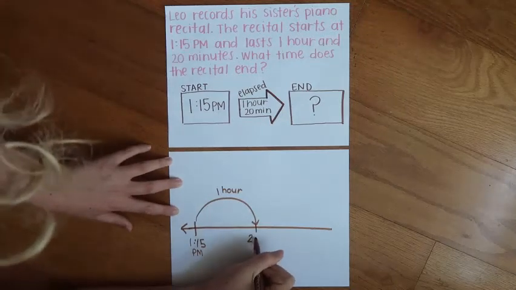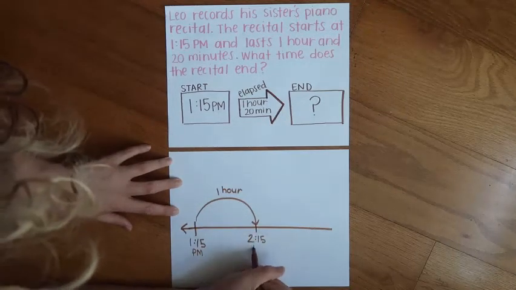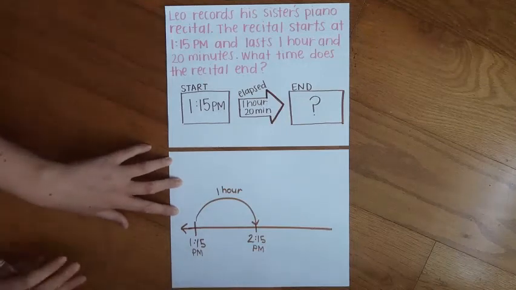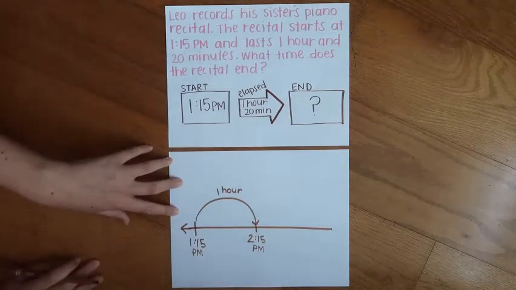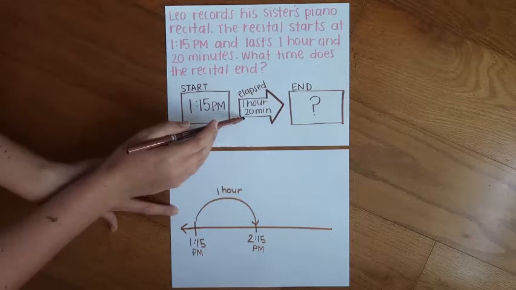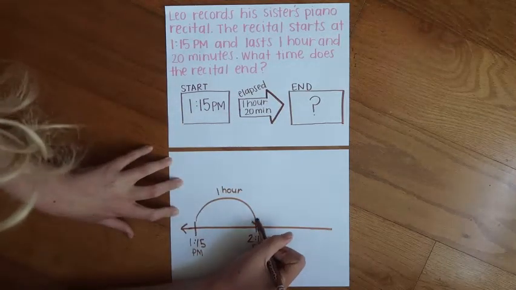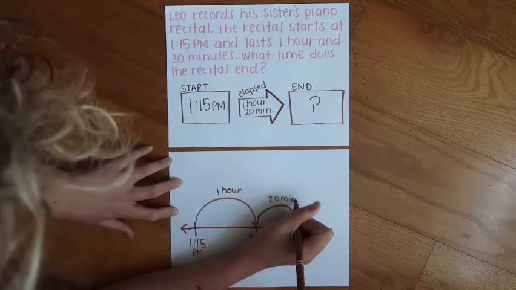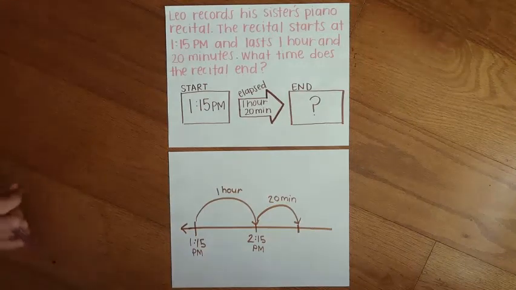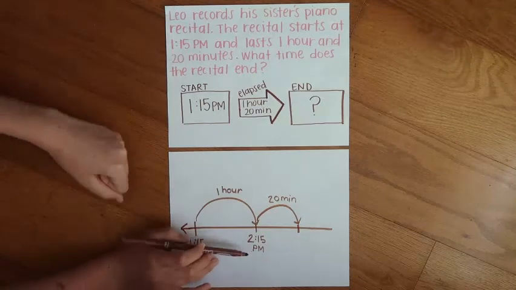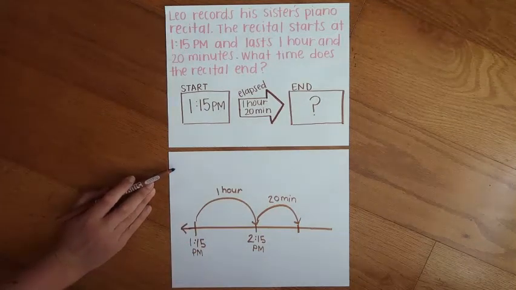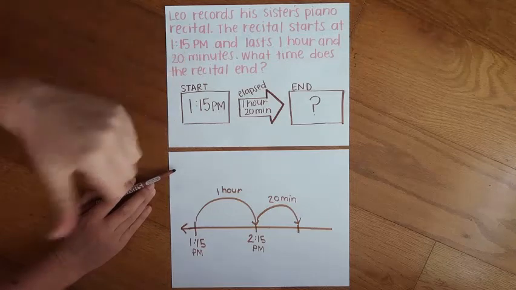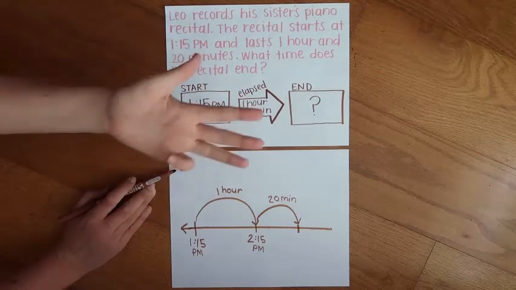1:15 to 2:15. If I go 1 hour ahead of 1:15, I've made it to 2:15. It's just adding an hour to my hour spot there. Then I'm going to do the 20-minute hop. I'm going to go 20 minutes into the future. I made it a little bit smaller to show that 20 minutes is less than an hour. Now if I go 20 minutes in the future from 2:15, I can count by fives. That's typically the easiest for me when I'm doing it in my head. It's just 2:15, 2:20, 2:25, 2:30, 2:35.